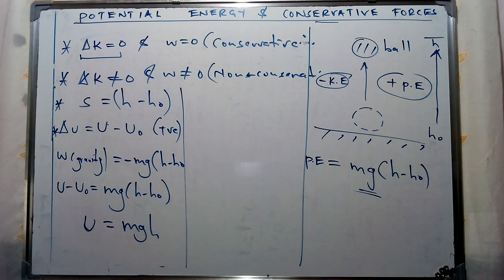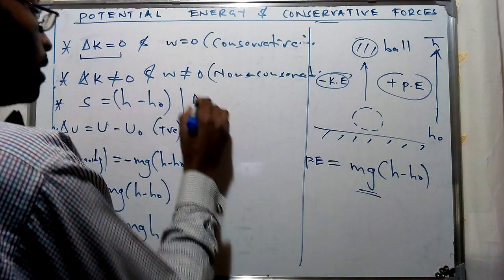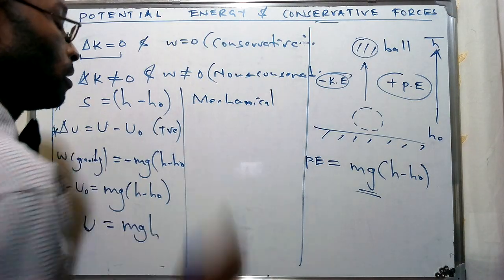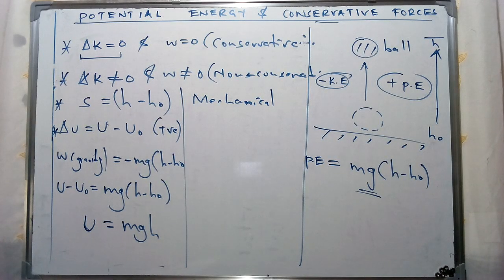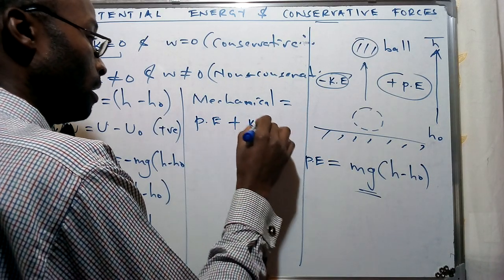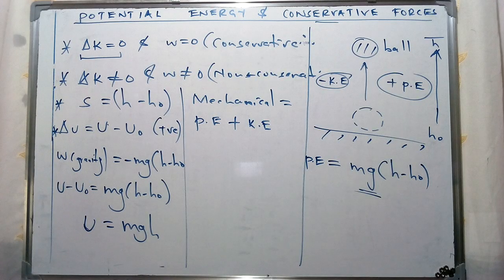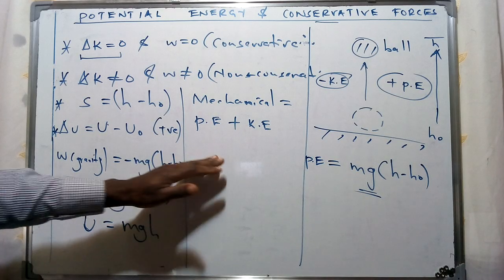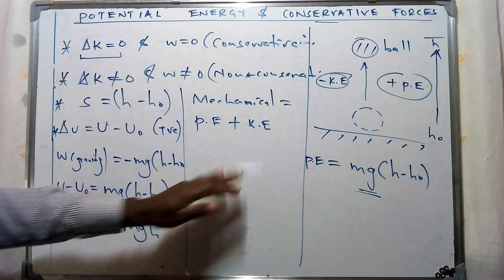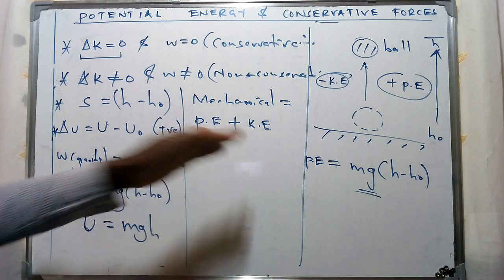So we can as well evaluate the mechanical energy in this particular case. To evaluate the mechanical energy involved, this is going to be a sum of the potential energy plus the kinetic energy, and it forms our mechanical energy. Now, when there's no work done in this particular case, this energy is going to be constant or conserved.